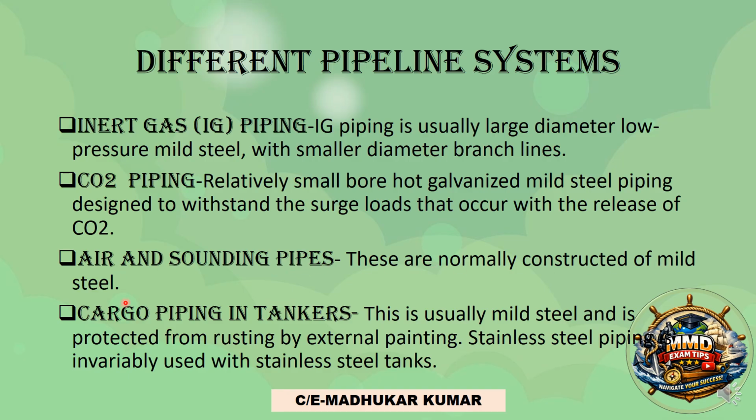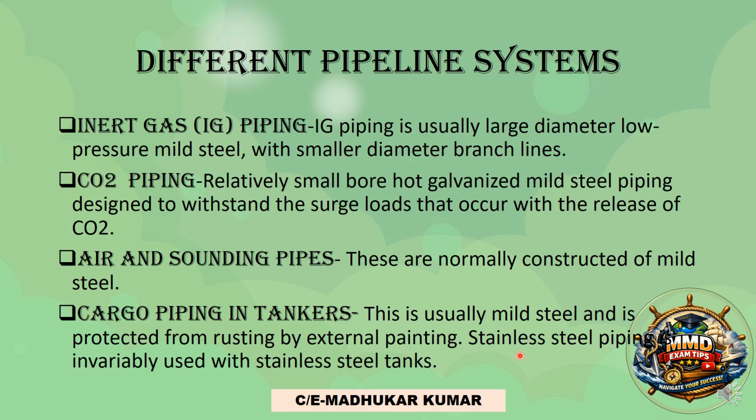Okay. Cargo piping in tankers is mild steel protected from rusting by external painting, and basically we have to protect these pipelines so that the smooth flow of the fluid is maintained, whether we talk about cargo, the fire main and air pipeline, or the steam pipeline, whatever is utilized on deck. So we have to protect that. External painting and maintenance of the pipelines are required. So mild steel is to be protected by external painting.